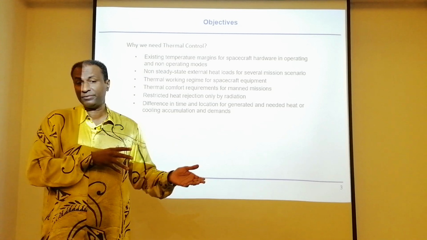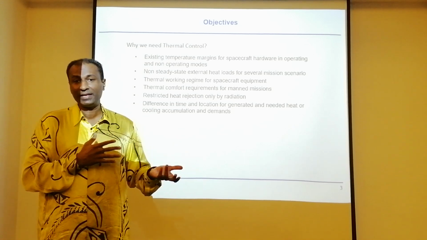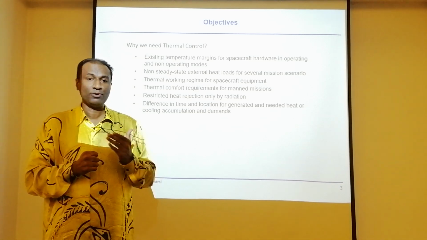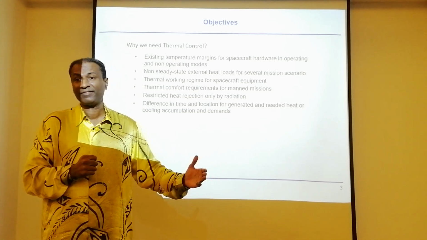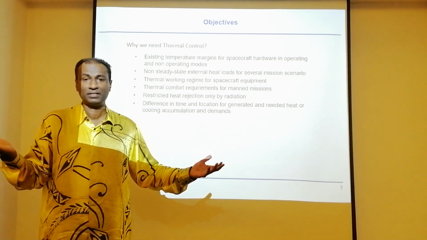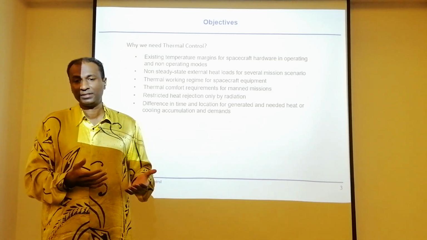Therefore, when you go into eclipse phase, it doesn't mean you don't need any heat. You do need heat. If you don't control it, you may go beyond the minimum temperature. That means you can get very cold, even up to about negative 20, negative 30 degrees.